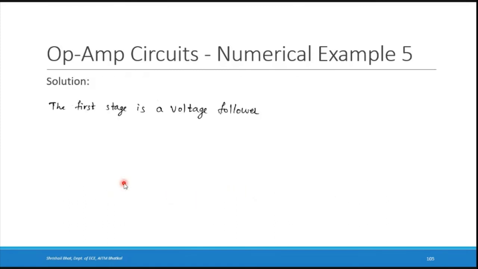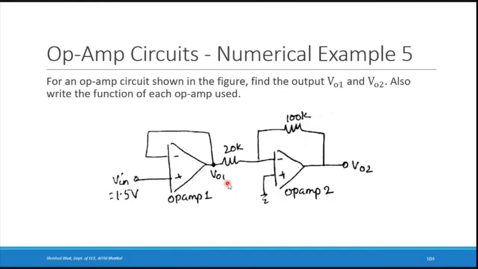So the first stage is a voltage follower. In a voltage follower, the output V01 is equal to Vin. Since Vin is given as 1.5, the output is also 1.5. Which output? Only V01, that is equal to 1.5. Now tell me, what is the function of this op amp 2? What circuit is it? What is it used as? Op amp 1's function is voltage follower.